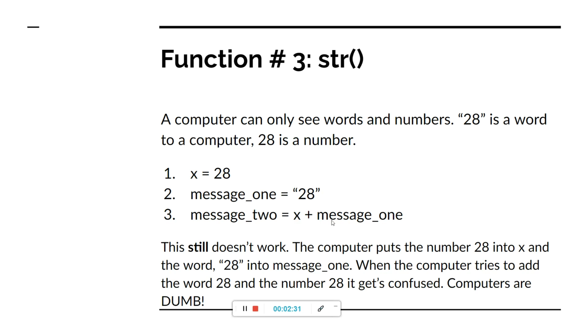So when you add them together, it still doesn't work because you're trying to combine the number 28 here with the word 28 here. They'll freak out. The computer puts the number 28 into x and the word 28 into message1. When the computer tries to add the word 28 and the number 28, it gets confused. Computers are dumb. Again.